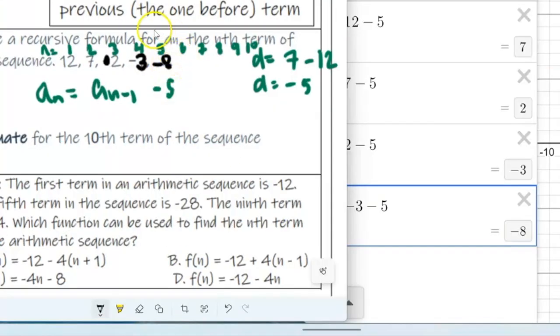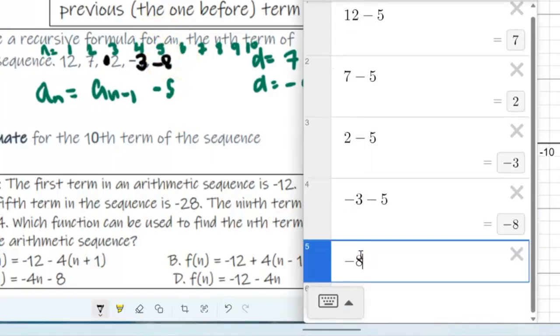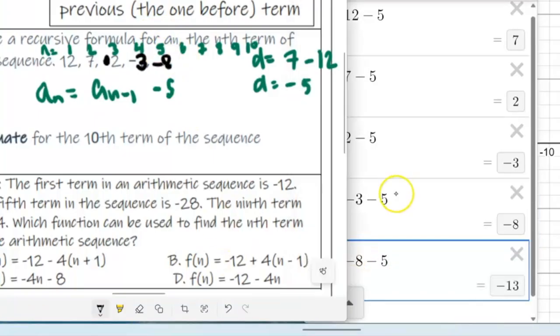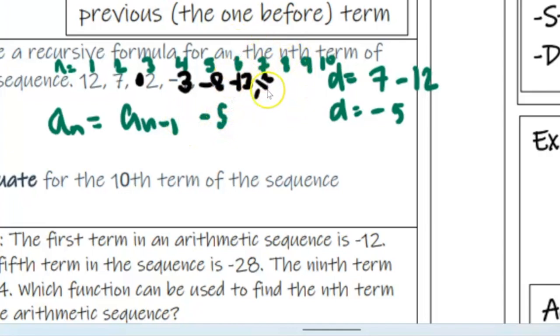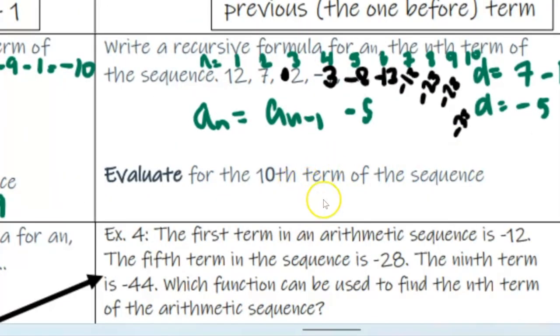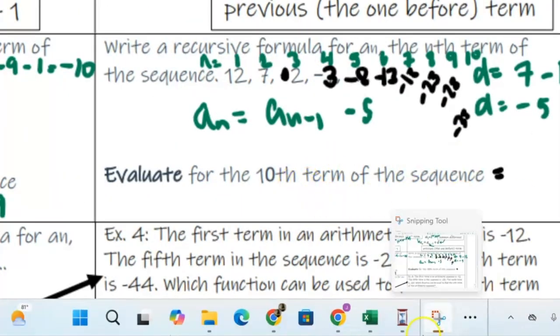So now to get the 6th term, I take the previous one, which is negative 8, and subtract 5. Okay, which is negative 13. Now I'm just going to do this without the calculator. To find the 7th one, take the one before, negative 13, subtract 5. That's negative 18. All right, to find the 8th one, take the previous one, negative 18, subtract 5. So it's going to be negative 23. To find this one, take the previous one and subtract 5. It's going to be negative 28. And you're just using a calculator. Finally, to find the 10th one, take the previous one, which is negative 28, subtract 5, which is negative 33. So the 10th term of the sequence is equal to negative 33.